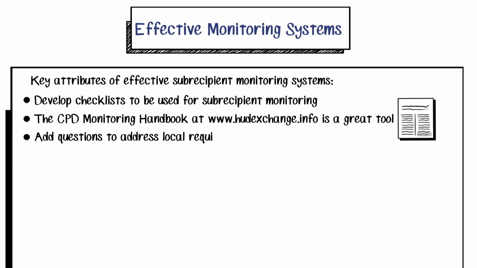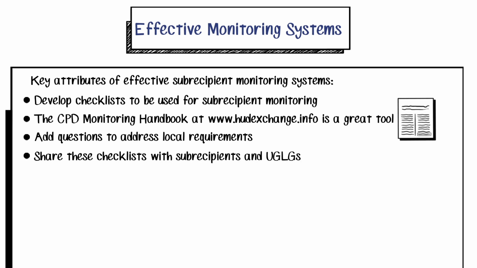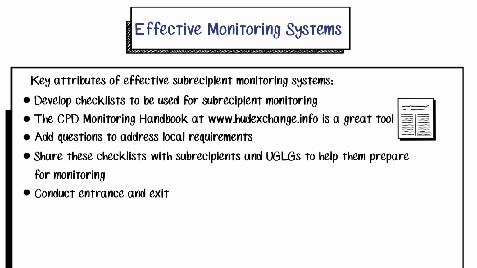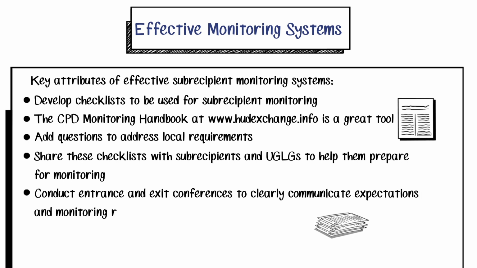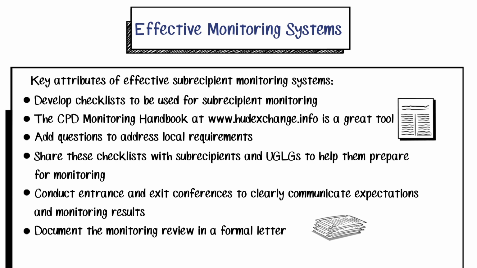Addressing local requirements included in written agreements, sharing these checklists with subrecipients, and units of general local government in advance, so they can implement their activities in compliance with the requirements. Conducting an entrance and an exit conference to clearly communicate expectations and monitoring results, and documenting the monitoring review in a formal letter that addresses any findings, concerns, and corrective actions required.